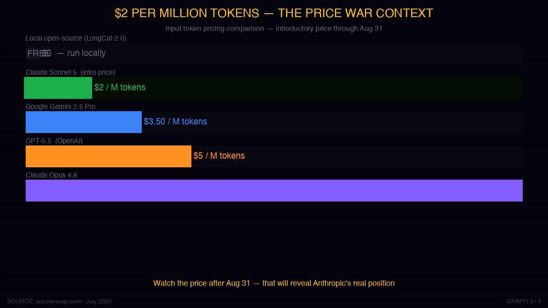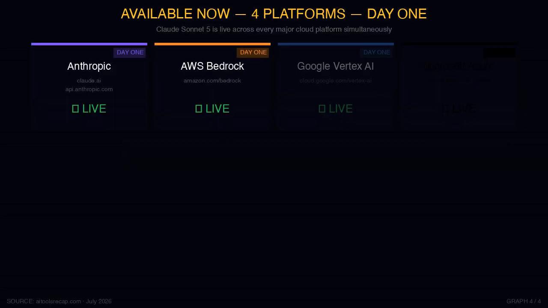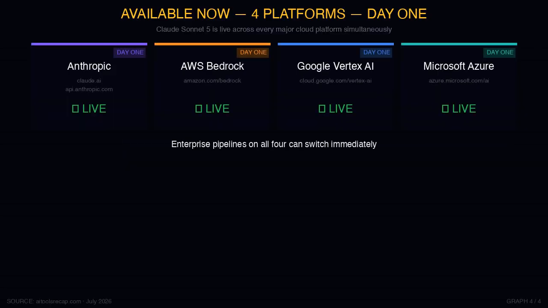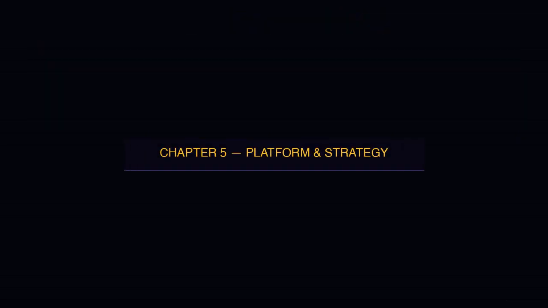$2 per million is the introductory price through August 31st. Pay attention to what the price becomes after August 31st. That number will tell you whether Anthropic is holding the price war position or retreating to margin defense. But right now, $2 per million for a model at 63.2% SWE-bench, is a meaningful signal. The gap between what you pay for and what open-source alternatives provide is narrowing fast. Anthropic is betting that capability plus ecosystem, AWS, Azure, Vertex, justifies the cost over zero. That is a bet worth watching.